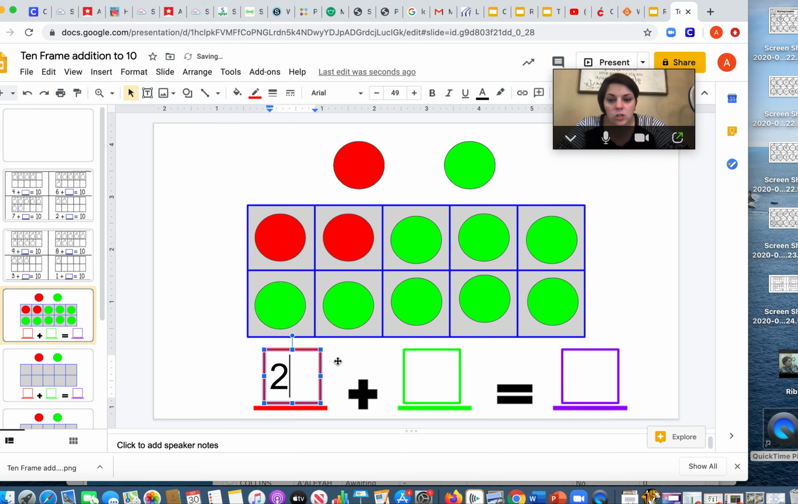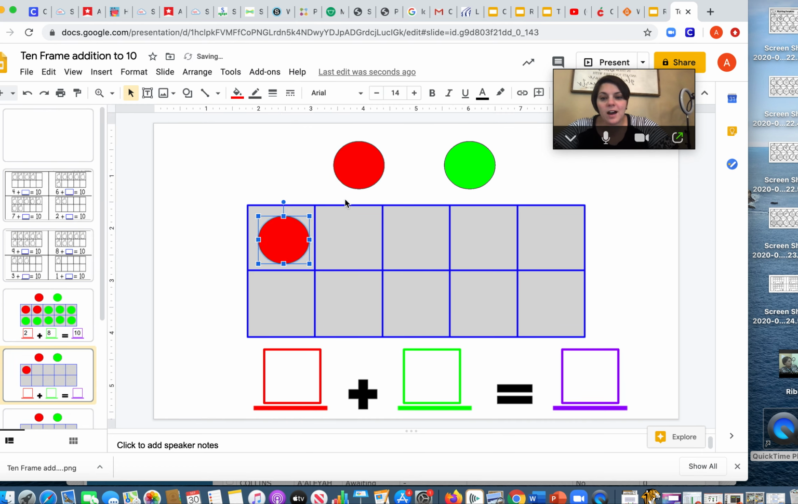2, right? 2. Now, this sign is the same as and. We're going to put those two things together. And how many greens? I see 5 and 3. That makes 8. So 2 and 8 equals what? How many are there all together? I filled in the whole 10 frame, so it made it 10. So if I ever see 2 and 8 together, I know that that makes 10. Okay? Let's try another one.